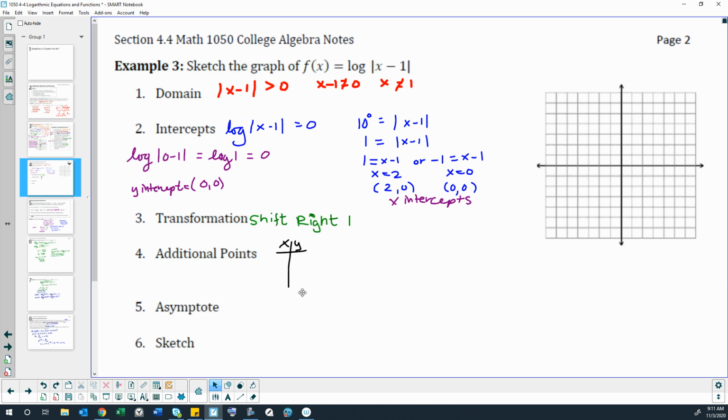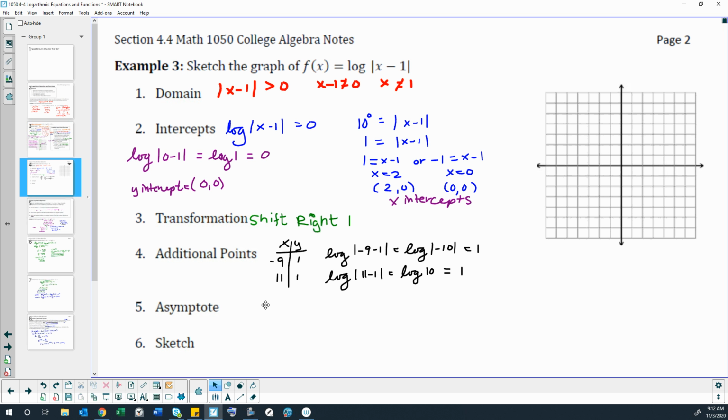I'm going to choose x values that give me pretty y values. Since we're dealing with log base 10, it would be good to have values of 10 maybe in here. So to get a negative 10, which in absolute value would be positive 10, we could use a negative 9. So negative 9 minus 1 is negative 10, and the absolute value of negative 10 is 10, and log base 10 of 10 is 1. Another good option would be 11. 11 minus 1 is 10. So then the log base 10 of 10 is 1.